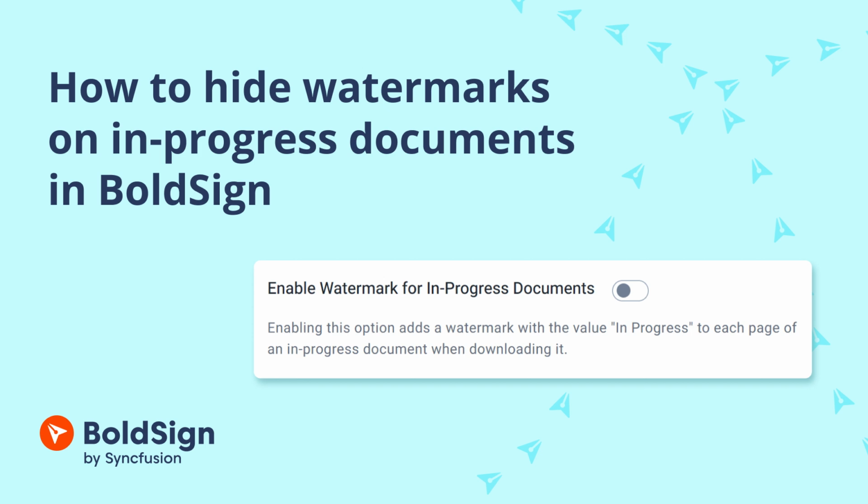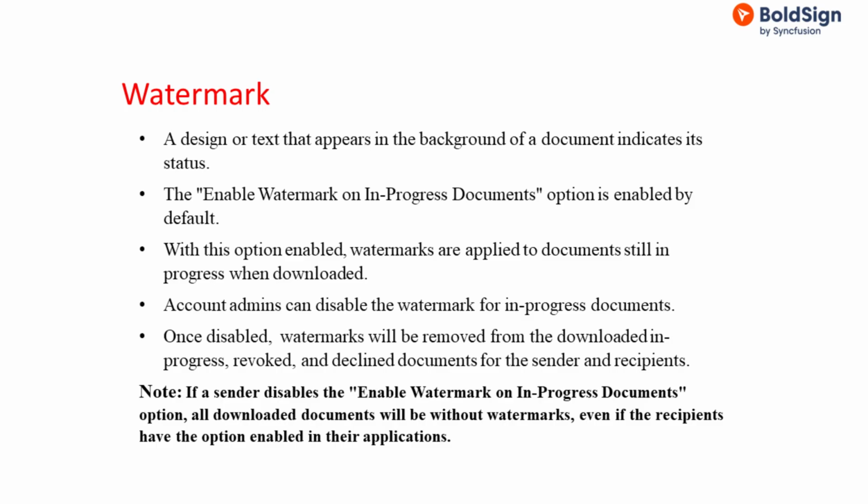In this video, I will show you how to hide watermarks on in-progress documents in BoldSign. A watermark is a text or image that appears in the background of a document to indicate its status. In BoldSign, the Enable Watermark for in-progress documents option is enabled by default. With this option enabled, watermarks are applied to documents that are still in progress.